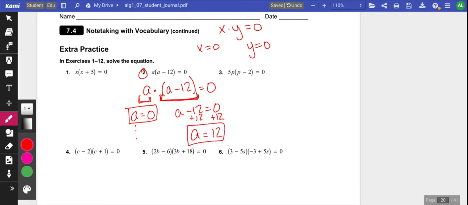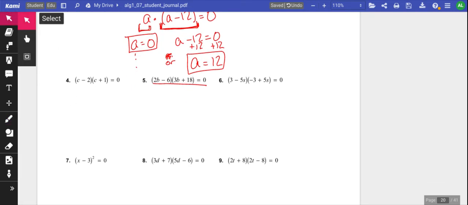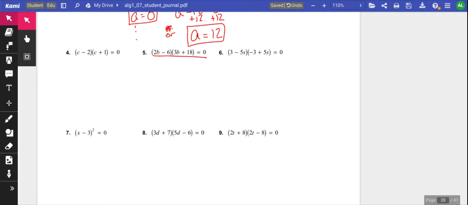Okay, those are my two solutions: a equal to 0 or a is equal to 12. So this is the whole thing of solving these kinds of complex polynomial equations. The actual math you had to do, add 12 to each side, is pretty simple. It's understanding the process here. How do you look at something like this and solve it out? You have to know what it means to use that zero product property.